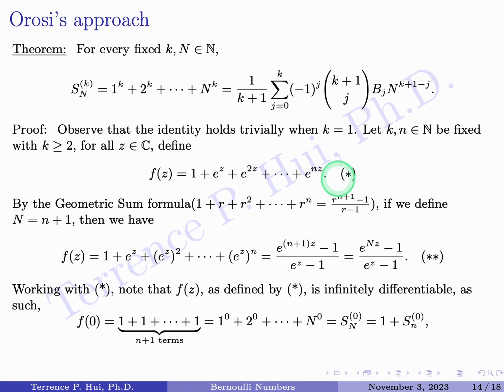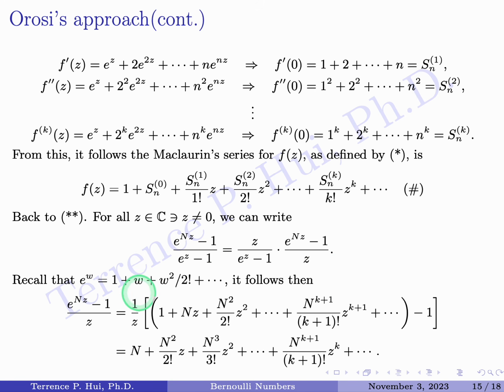All right, so that was the left-hand side, the star. Let's now work on the right-hand side, the double star. The right-hand side is a bit tricky because I have e to the nz minus 1 over e to the z minus 1. I'm going to split this into two fractions. That's why I need any complex number z you like, except z equals 0. Why? Because I would need to divide by 0.